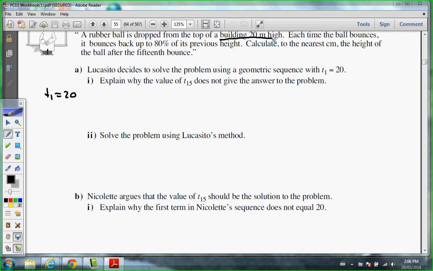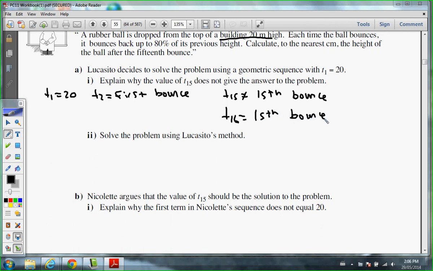So it hasn't bounced yet. So he's doing before it bounces. So T1 is 20. Actually, T2 is the first bounce. So if that's the case, that's going to move everything back one. So T15 won't be the 15th bounce. It'll be the 14th. So we want T16 equals the 15th bounce.